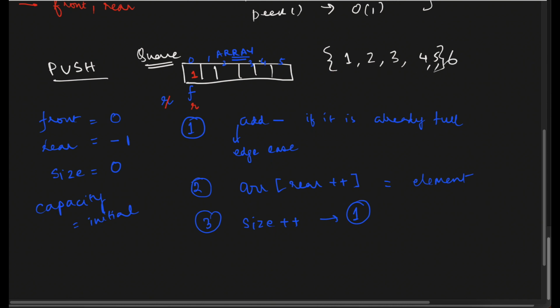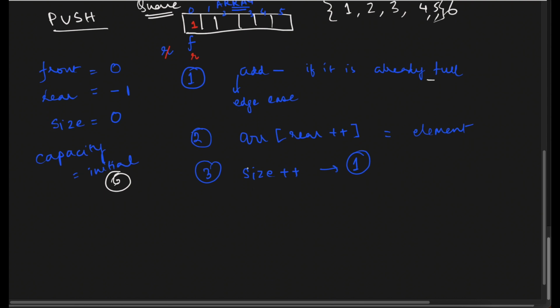So there are 6 elements, and the total capacity is 6. Okay, so what are the steps we did? We checked if it is full or not. If it is not full, we add to the index location of rear plus plus, and then add the element and increment the size. So that is all. For pushing an element to an array, you just have to do these 3 steps.